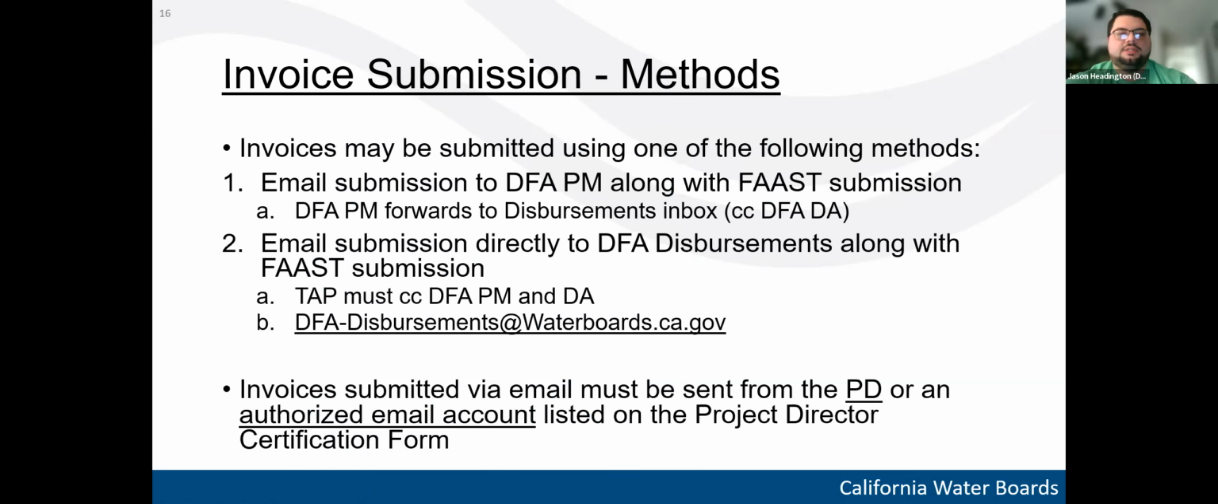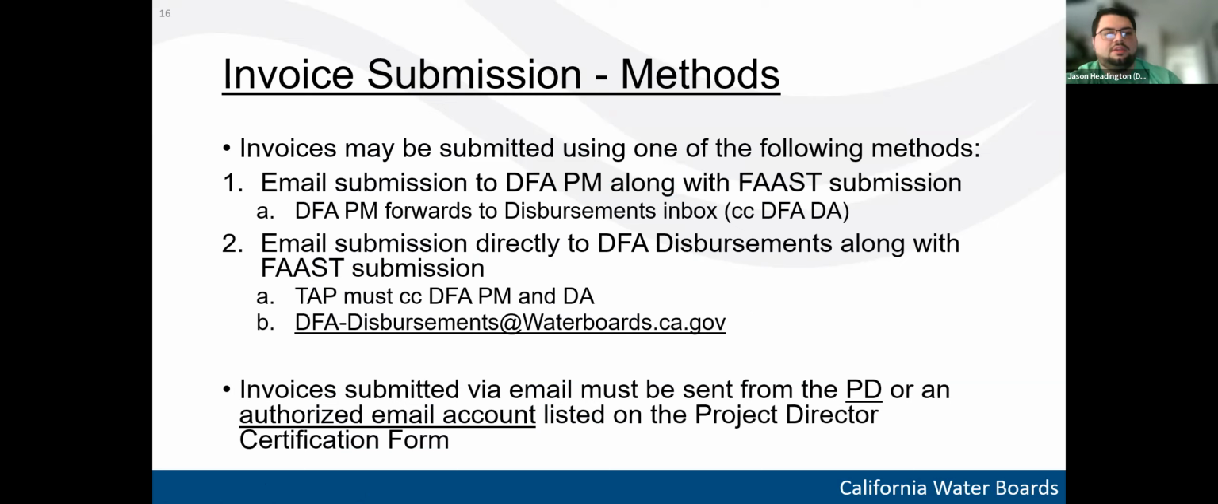So going back to the first step, the invoice submission, there's two methods for submitting invoices. The first is emailing the invoice submission to the DFA PM, along with uploading the invoice to FAAST simultaneously. And if you're doing this method, then you'll send the invoice to the PM, and then the PM will forward the invoice to the disbursement inbox, CCing the disbursement analyst.